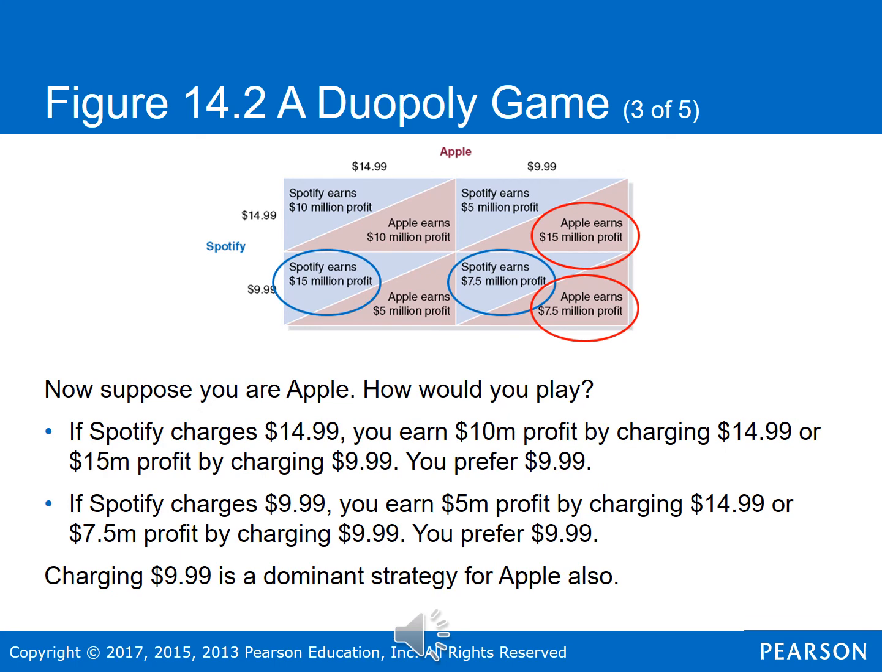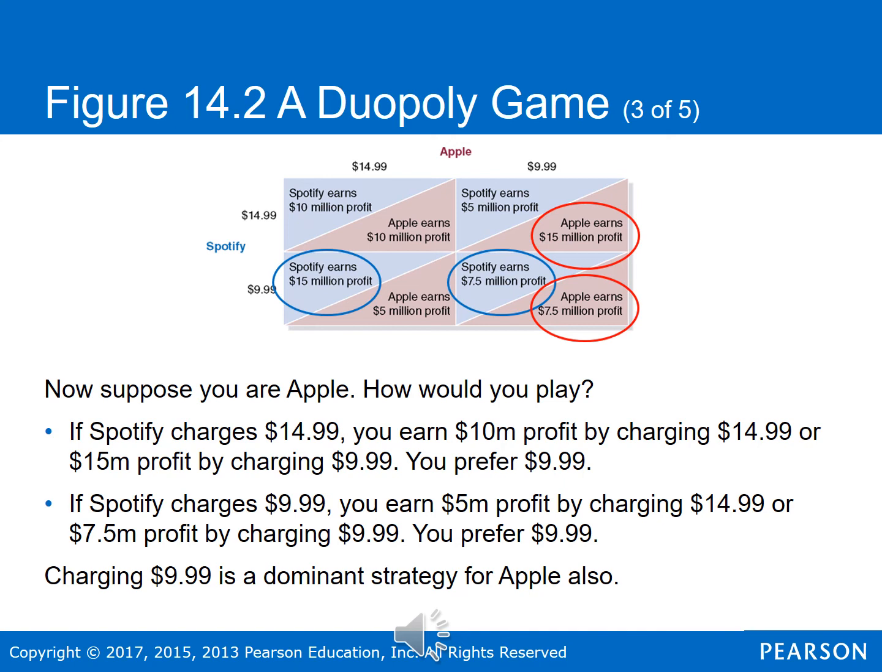Now let's look at it from Apple's perspective. How would Apple choose to play? Well, if Spotify chooses to price at $14.99, Apple will earn $10 million in profit by charging $14.99, or they'll earn $15 million in profit by choosing $9.99. So again, Apple will charge $9.99. If Spotify charges $9.99, Apple will earn $5 million in profit by charging $14.99, or $7.5 million in profit by charging $9.99. So they're also going to prefer charging $9.99 if Spotify charges the lower amount.